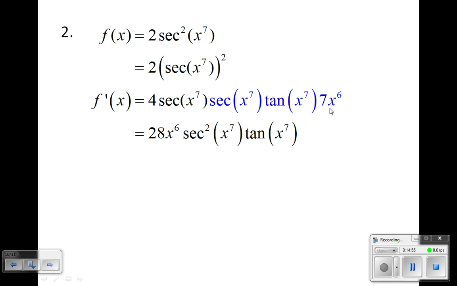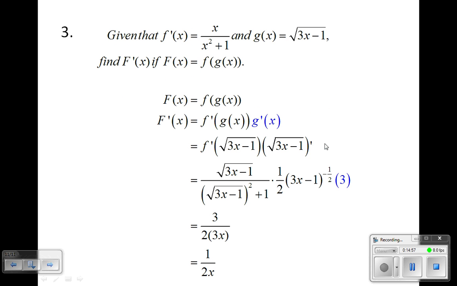Okay, last one. So it says, given that the derivative of f is this and g of x is that, find capital F prime of x if capital F of x equals this. Okay, so for starters, capital F of x is given to be this, and they are asking me for the derivative of that. Well, that is a composite function, f of g of x. So again, our definition of the derivative of a composite function is our chain rule that we're doing today.